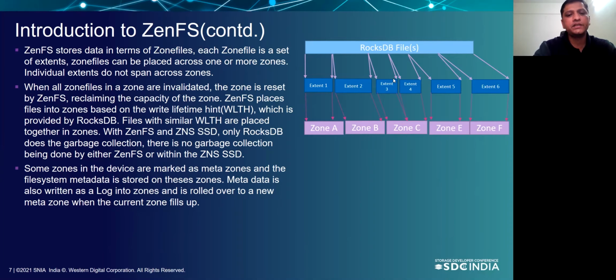With ZenFS and ZNS SSD, only RocksDB is doing the garbage collection at the RocksDB level, and there is no garbage collection being done by either ZenFS or within the ZNS SSD. Some zones in a device are marked as meta zones, and the ZenFS file system metadata is stored in these zones. Metadata is also written in a log format into these zones, and whenever a zone fills up, it rolls over into a new meta zone. So that's the brief of how ZenFS works internally.